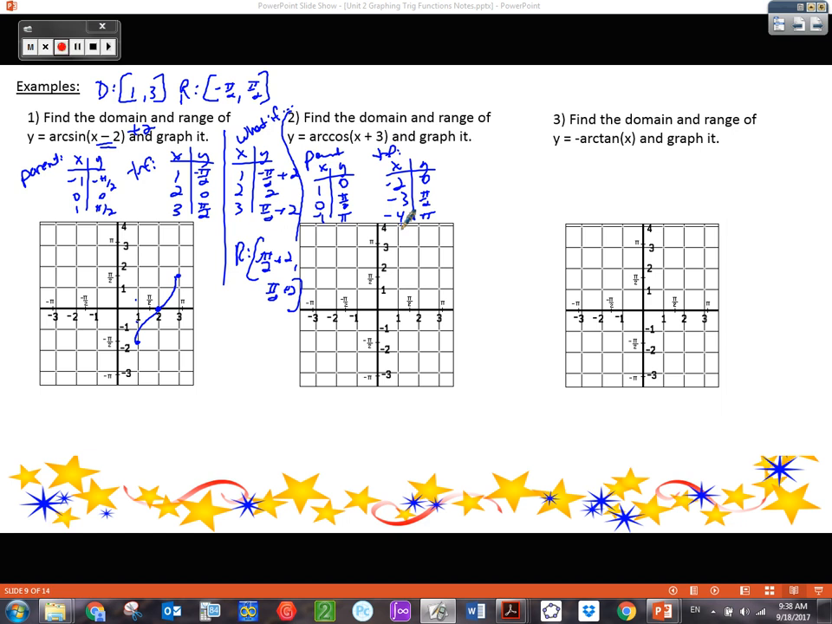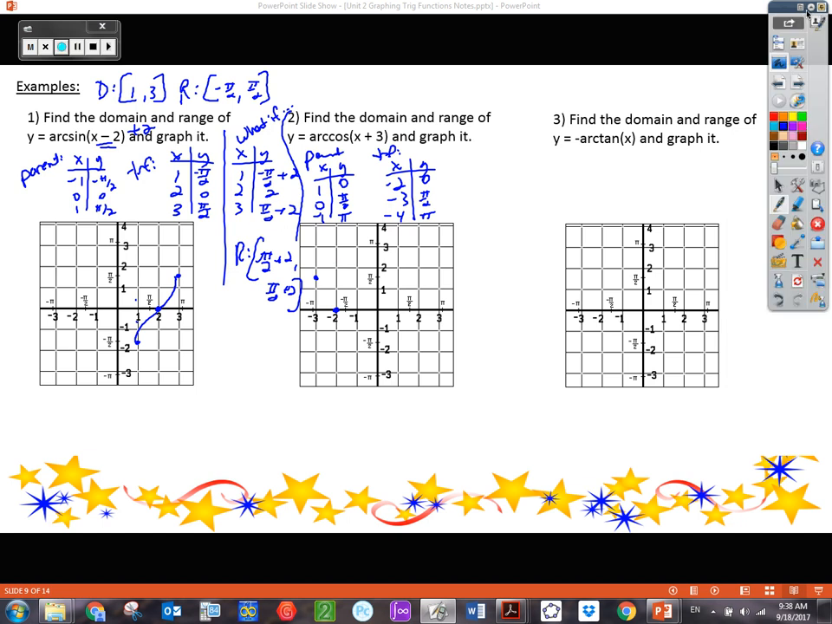Is everybody okay? So now let's plot those transformed points. So I go to negative 2, 0. Okay. I go to negative 3, pi over 2, which would be about right here. Then I have negative 4, pi, which would take me about right there. Okay, so we have our 3 points.